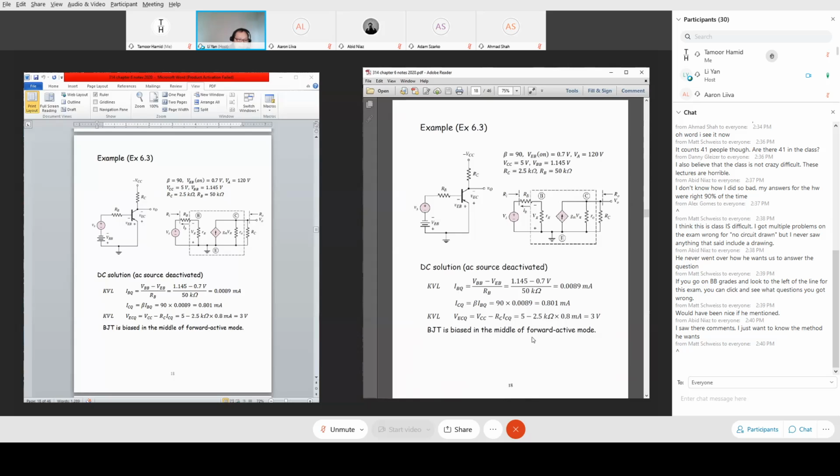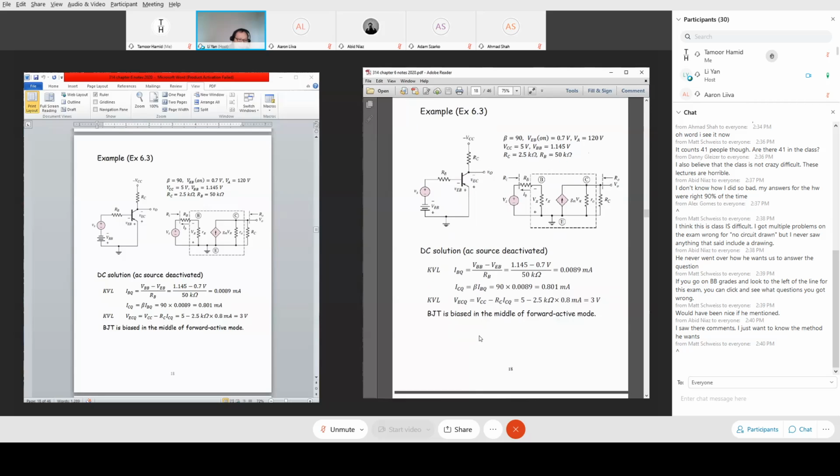This is the DC part of the calculation, and you may ask why we need this calculation if we want to work out the AC part of the circuit? Well, you need the bias voltage and the bias current ICQ, this Q. So the next slide says, AC solution.